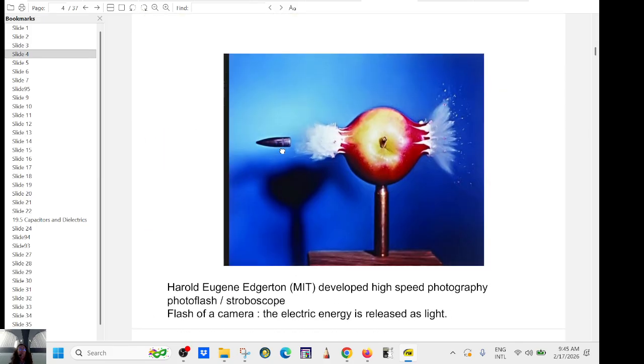It was a big breakthrough in the 1930s. This guy was from MIT in the 1930s, and he's very famous because he came up with the high-speed camera, using a capacitor that will burp out the energy in the plasma lamp. So you will have a very bright flash during a very small amount of time, so you could take photographs like this. It's called a stroboscope.